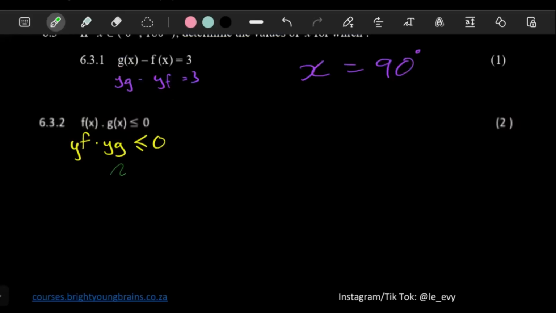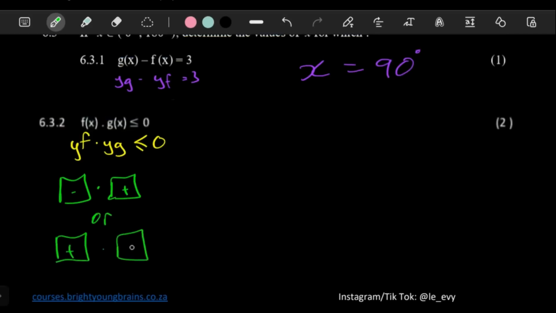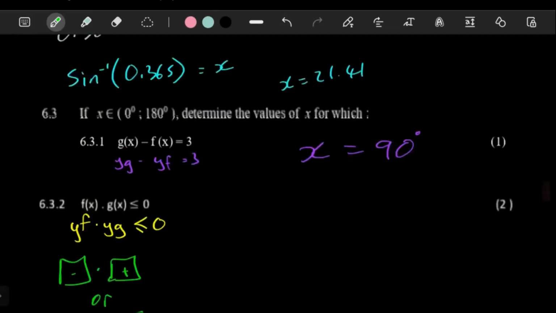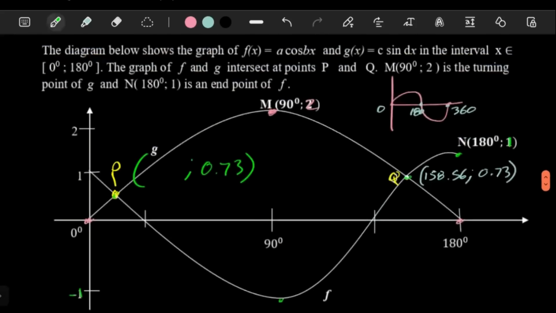Now, the only way this left side of your equation can be smaller than 0 is if either this one is a minus while this one is a plus, or this one is a plus while this one is a negative. To make better sense of that, look at the sketch. Everything in red here, these are all positive y values.